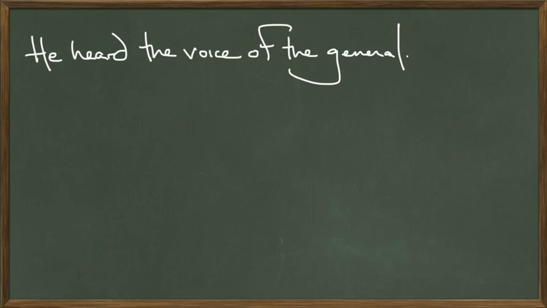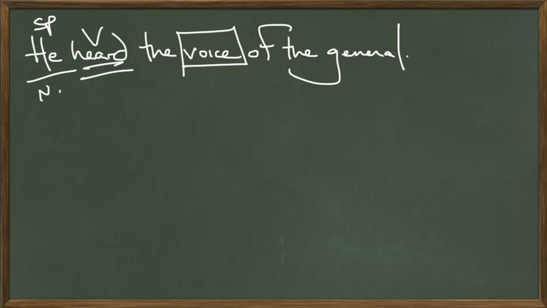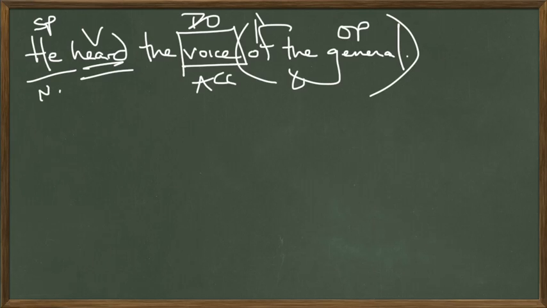He heard the voice of the general. He is subject of the sentence. It's a subject pronoun, nominative case. He what? He heard, verb. He heard what? He heard voice, direct object, accusative case. Of, preposition, of whom? General, object of the preposition, of the general, prepositional phrase, genitive case. The is an article adjective, we don't need those, not when we're translating into Latin anyway.